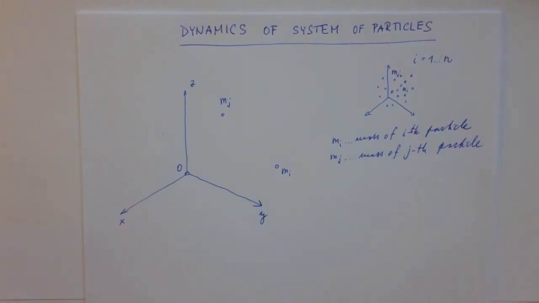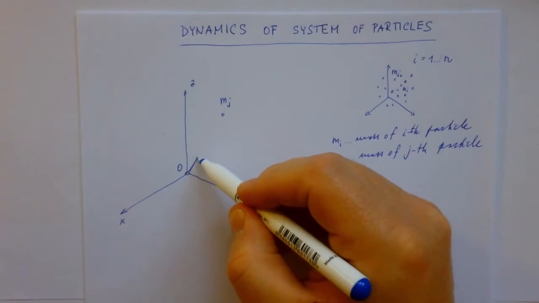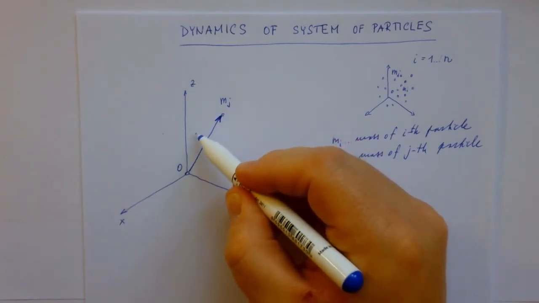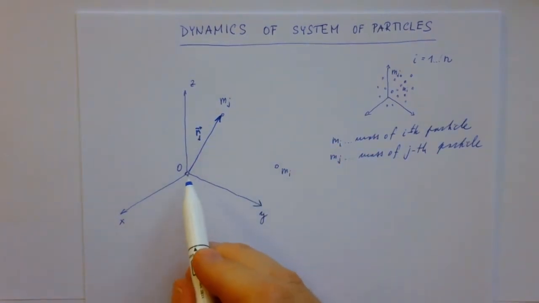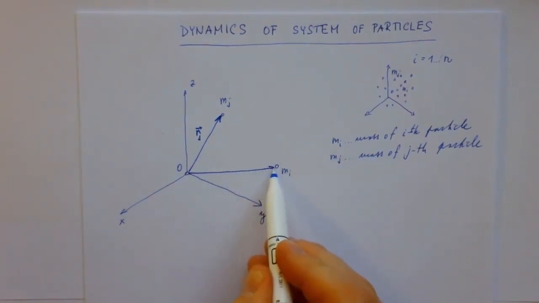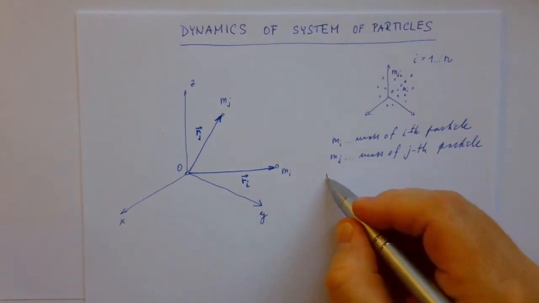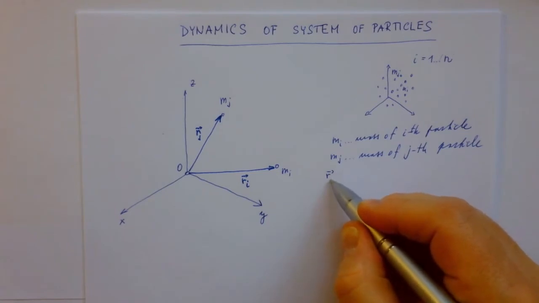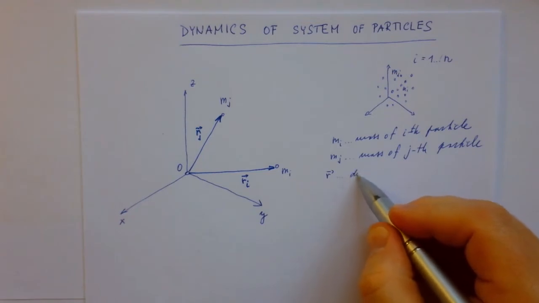And these particles are in different places, so we can point to the first particle by displacement vector rj, and we can point to this particle by displacement vector ri. So there is an r, either j or i, it's a displacement vector.